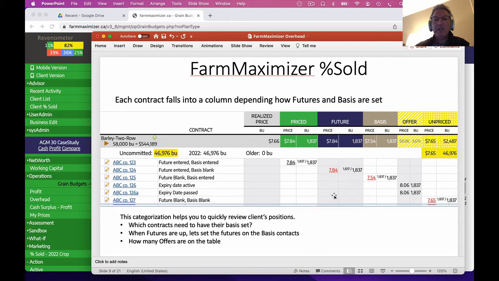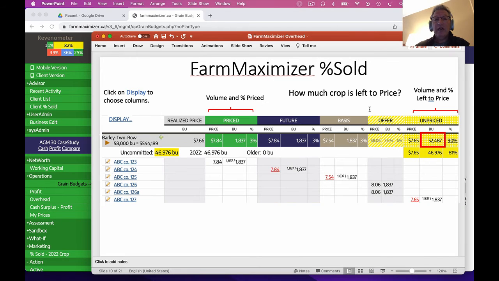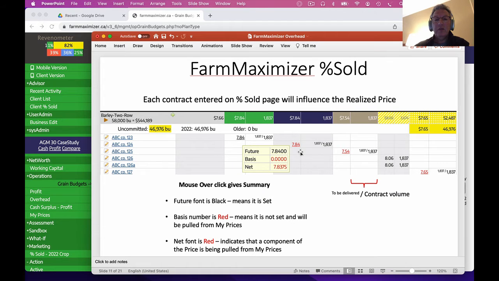Putting it into categories is a quick way for you to look at your clients and see what position they're in. It also shows you how many offers are on the table. I refer to this page to see how much crop is left to price. Did you know you can hover over a number and take a look at what's inside? This number, 784, is red because within the contract, we have an unknown. What is the basis that hasn't been set yet? So the future is set, it's black, and the unknown entity is in red.